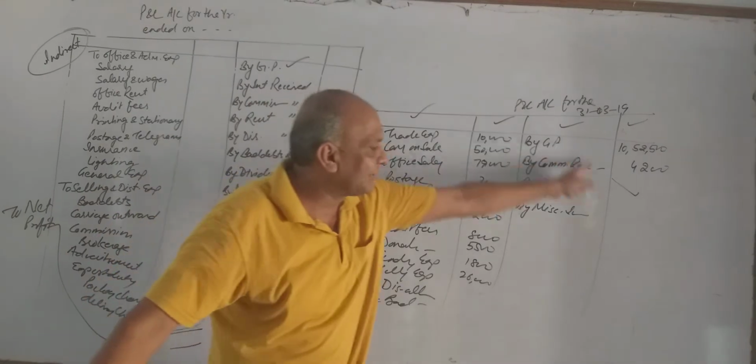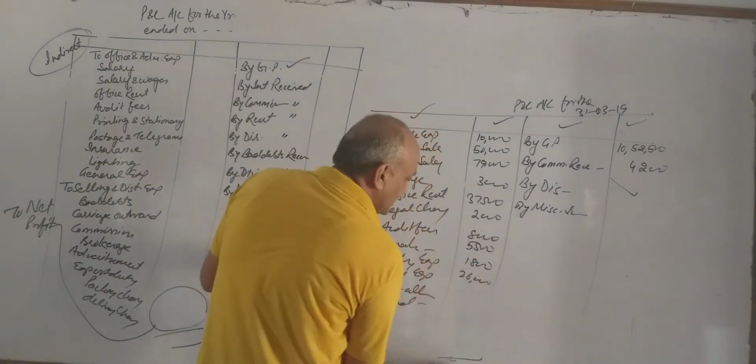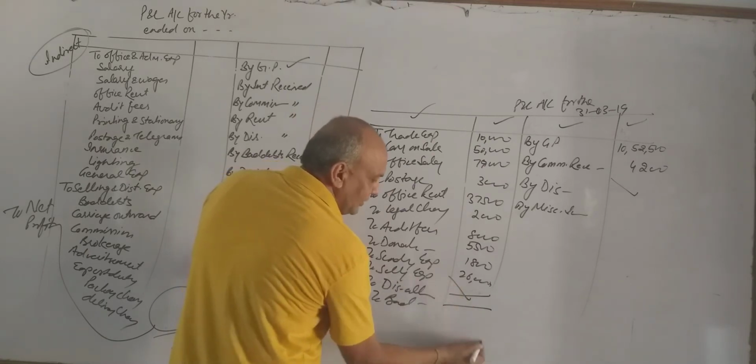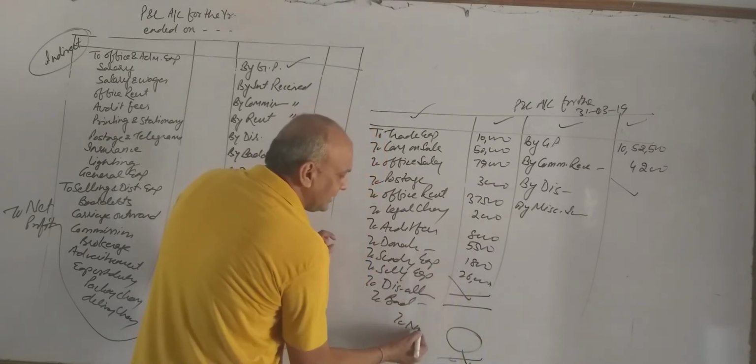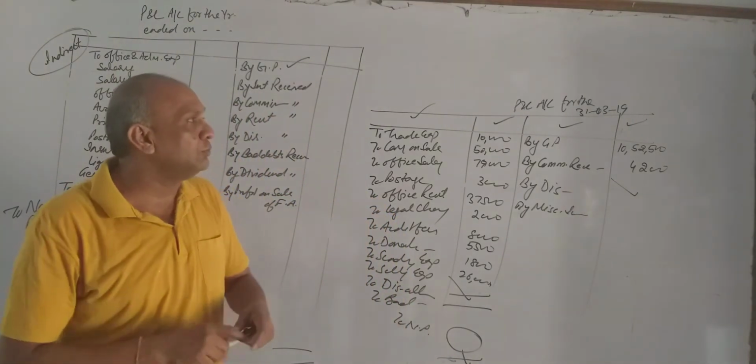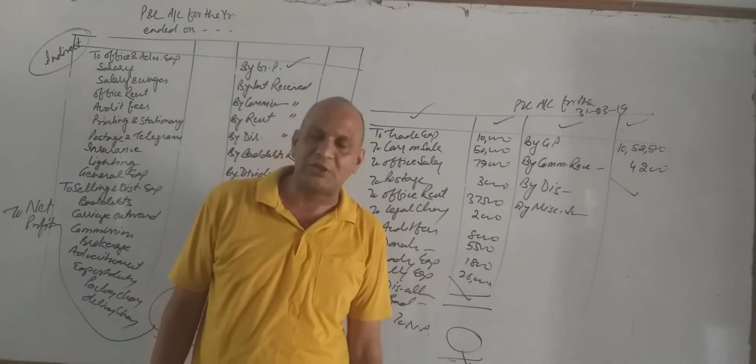Now make the total of the credit side, bring the total this side, make the total of the debit side over here, and deduct this amount from this. The difference will be known as net profit. This is the way how to prepare the profit and loss account.